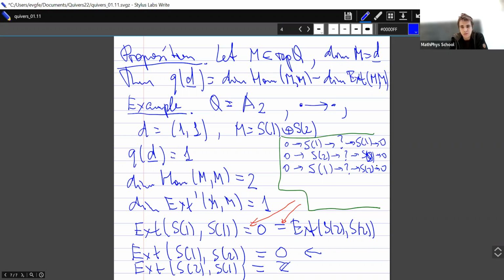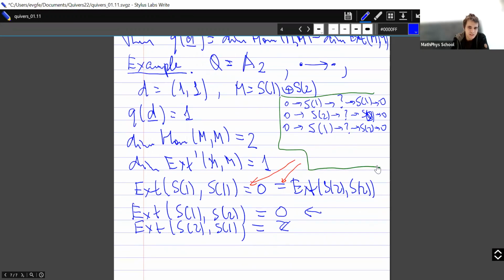If we need S2 as a quotient module, probably the map between vertices should be non-zero. But if we want to have S1 as a submodule, we should have a zero map. So what is the conclusion? That it shouldn't exist. It's still only trivial, right? So only the direct sum. And actually in our notation, the submodule in the Ext comes on the second place.